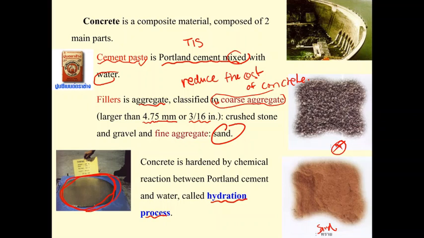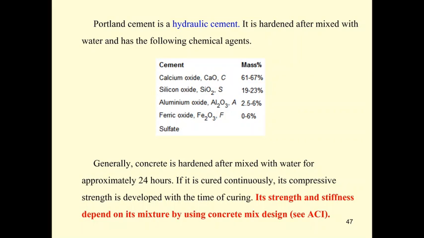this liquid cement paste gets hardened by what is called the hydration process. The hydration process is special: concrete can harden even in water. The Portland cement is a kind of hydraulic cement. It can harden after mixing with water, and there are some chemical reactions inside it that you are going to study in the course of concrete technology.